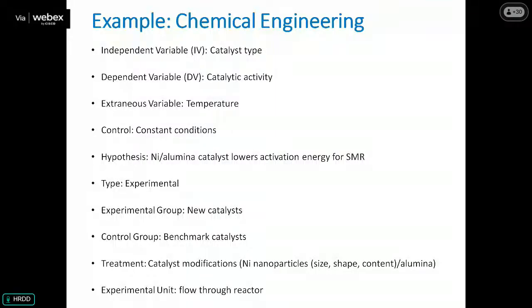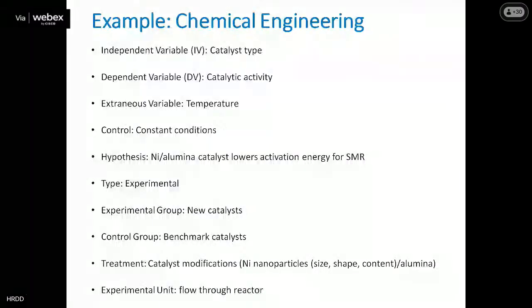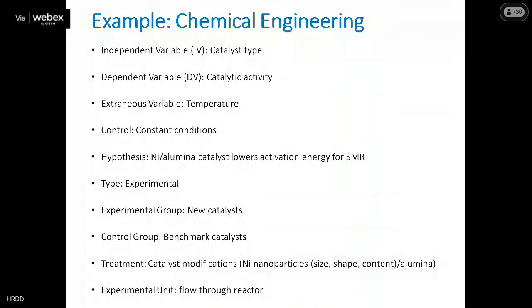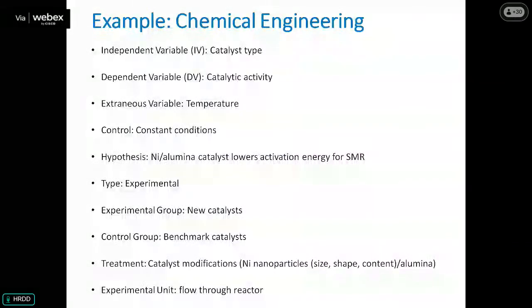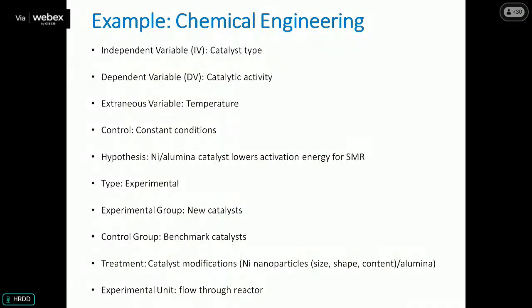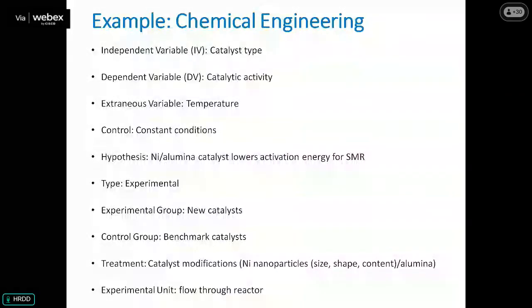In presence of catalyst, you see that at the same temperature you have much higher catalytic conversion, meaning the product yield, and you get the activation energy in presence of catalyst. You will be able to establish your hypothesis that nickel alumina catalyst lowers the activation energy for SMR. This is the experimental group: the new catalyst, and the treatment is catalyst modification.